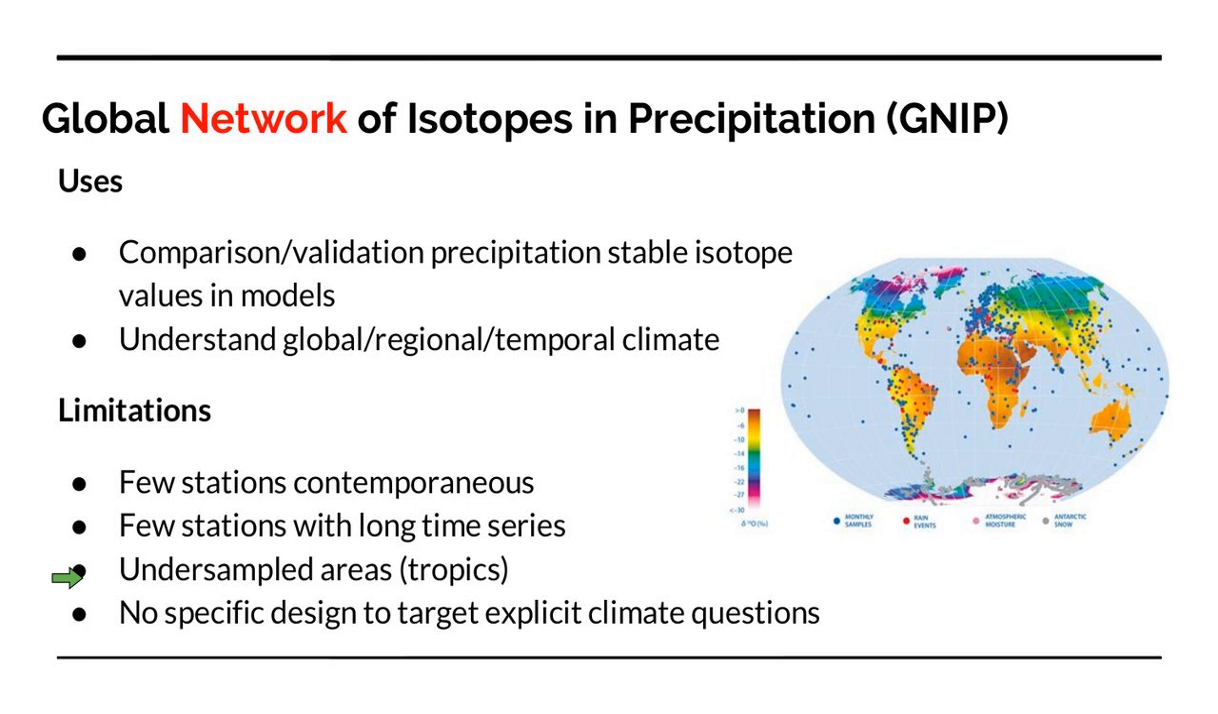And then finally, of course, there's plenty of undersampled areas in this map as well, in particular the tropics. And when this network was designed, they wanted to just characterize spatial variability in stable isotope values, but there was no specific design to target the kinds of climate questions that we've been discussing in the previous slide.